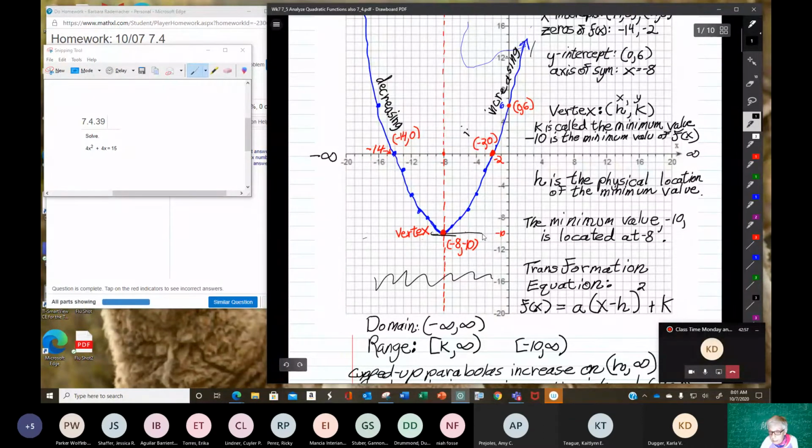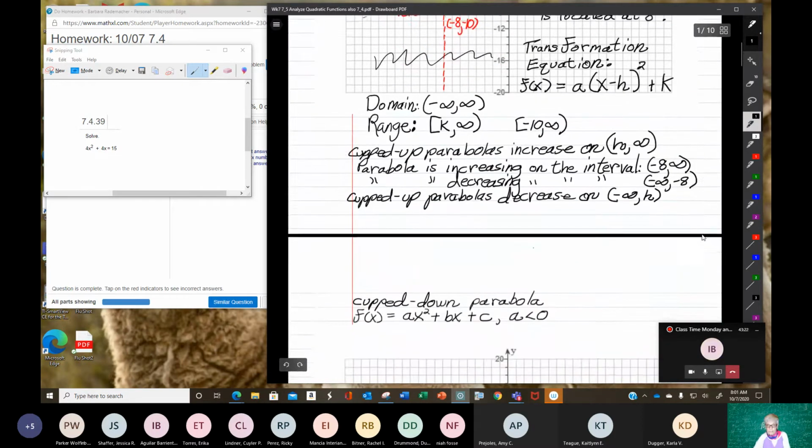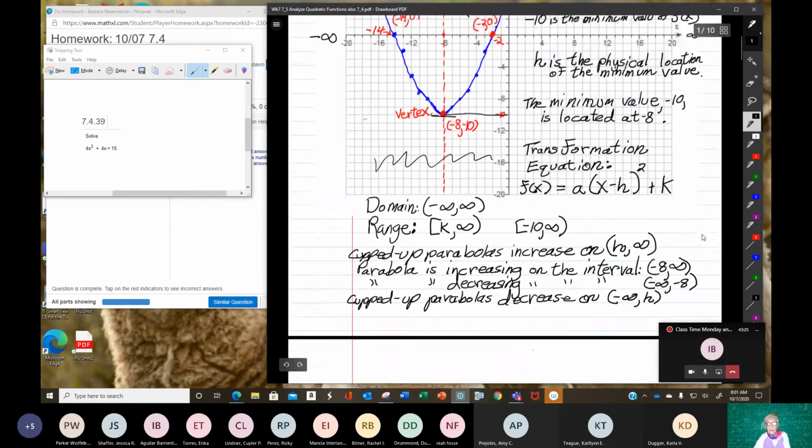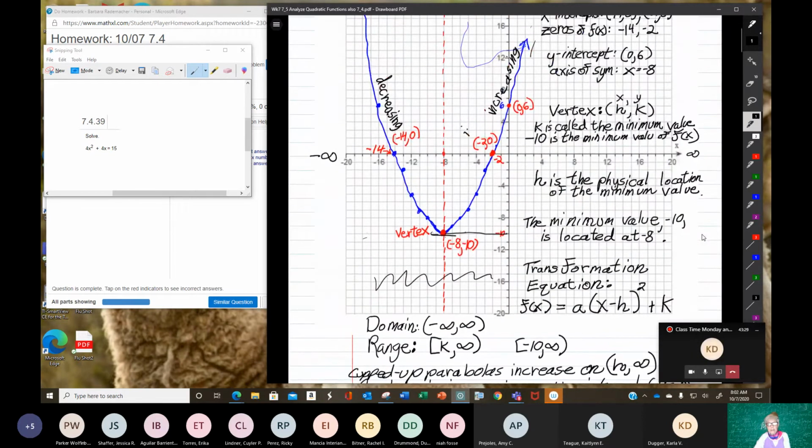The minimum value or the maximum value is always on the y-axis. It's part of the range. But the location is always on the x-axis, and that would be negative 8. The domain is always going to be negative infinity to positive infinity on the x-axis. The range for a cupped up parabola will always start at the lowest y value and go up forever. That's what cupped up parabolas do.